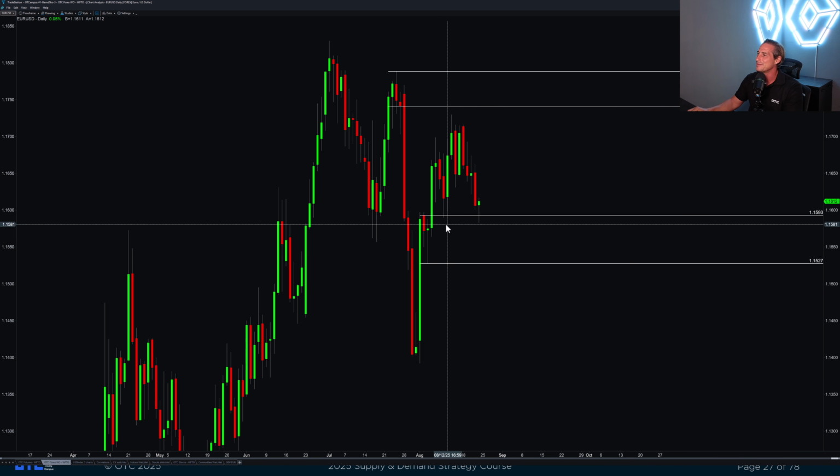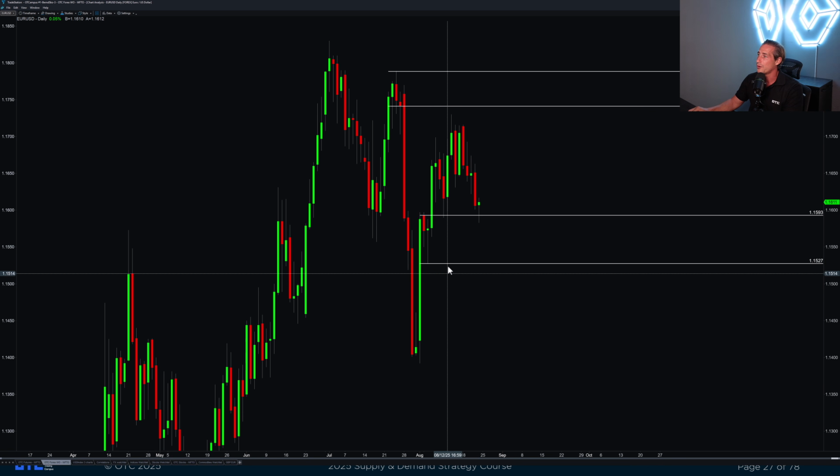But if you say, well, not even that, you see, even the preferred version here has a slight touch. So even a slight touch, if you say, well, my rule is the zone has to be fresh based on the preferred version, well, then this would have been a violation of your rules if you took this trade. Very, very simple.